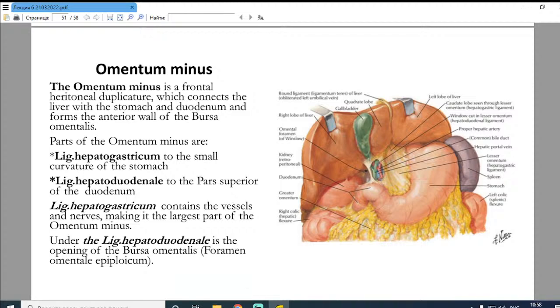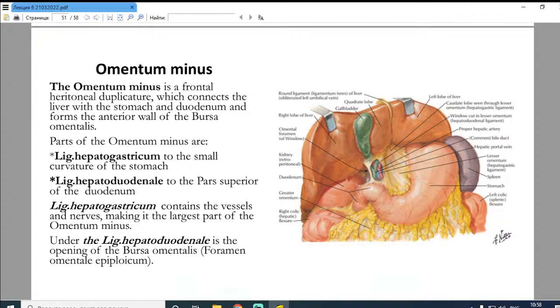The omentum minus is a frontal peritoneal duplication which connects the liver with the stomach and duodenum and forms the anterior wall of the bursa omentalis. This is the foramen omentale.